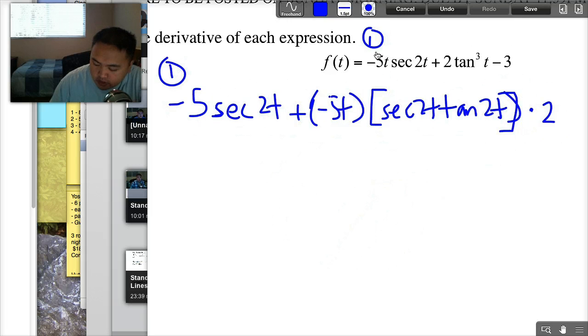Actually, let's make it even easier. This third piece right here is minus 3. What's the derivative of 3, or what's the derivative of minus 3? Yeah, it's 0. So we actually don't even care about that part. That part's going to disappear.